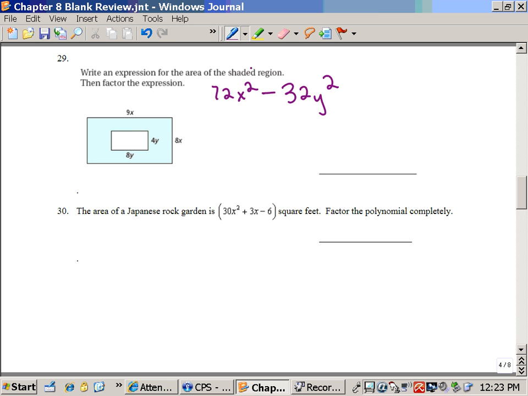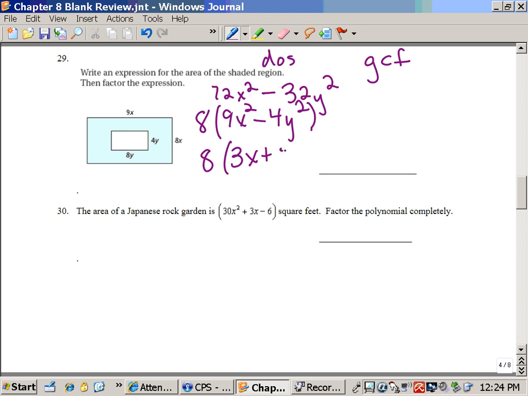Now I'm thinking that these are going to be difference of squares. The only thing is the 72 and 32 are not perfect squares. So I think I should always try to GCF first, and they both do have an 8 in common. That gives me 8(9x squared minus 4y squared). Now I have a difference of squares. I'm going to drop the 8 down. 8(3x plus 2y)(3x minus 2y).